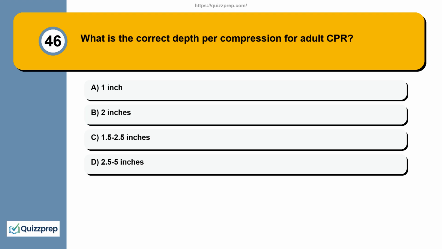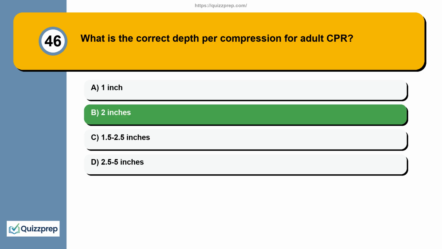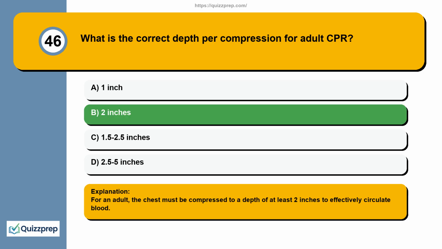Question 46. What is the correct depth per compression for adult CPR? 1 inch, 2 inches, 1.5 to 2.5 inches, 2.5 to 5 inches. For an adult, the chest must be compressed to a depth of at least 2 inches to effectively circulate blood.